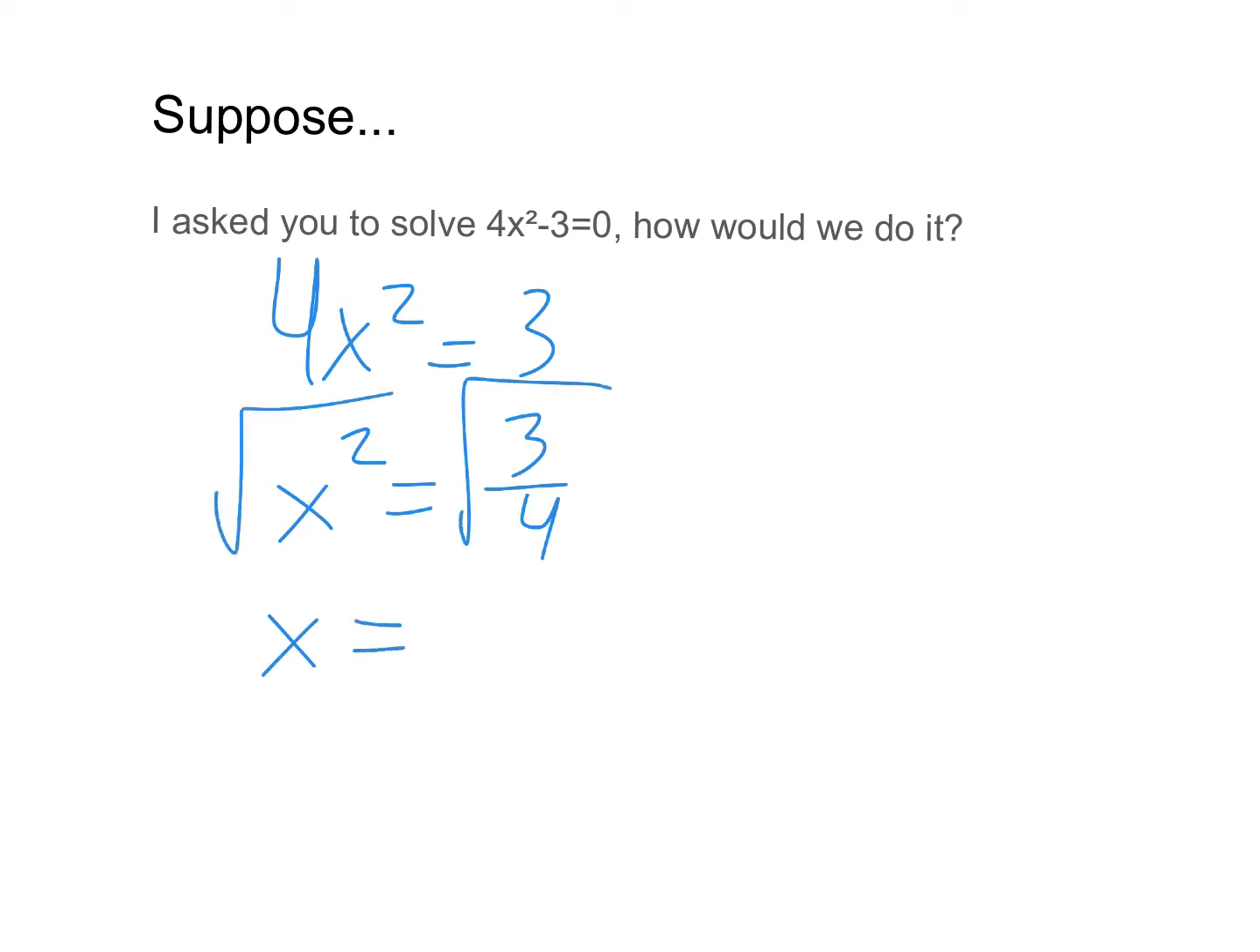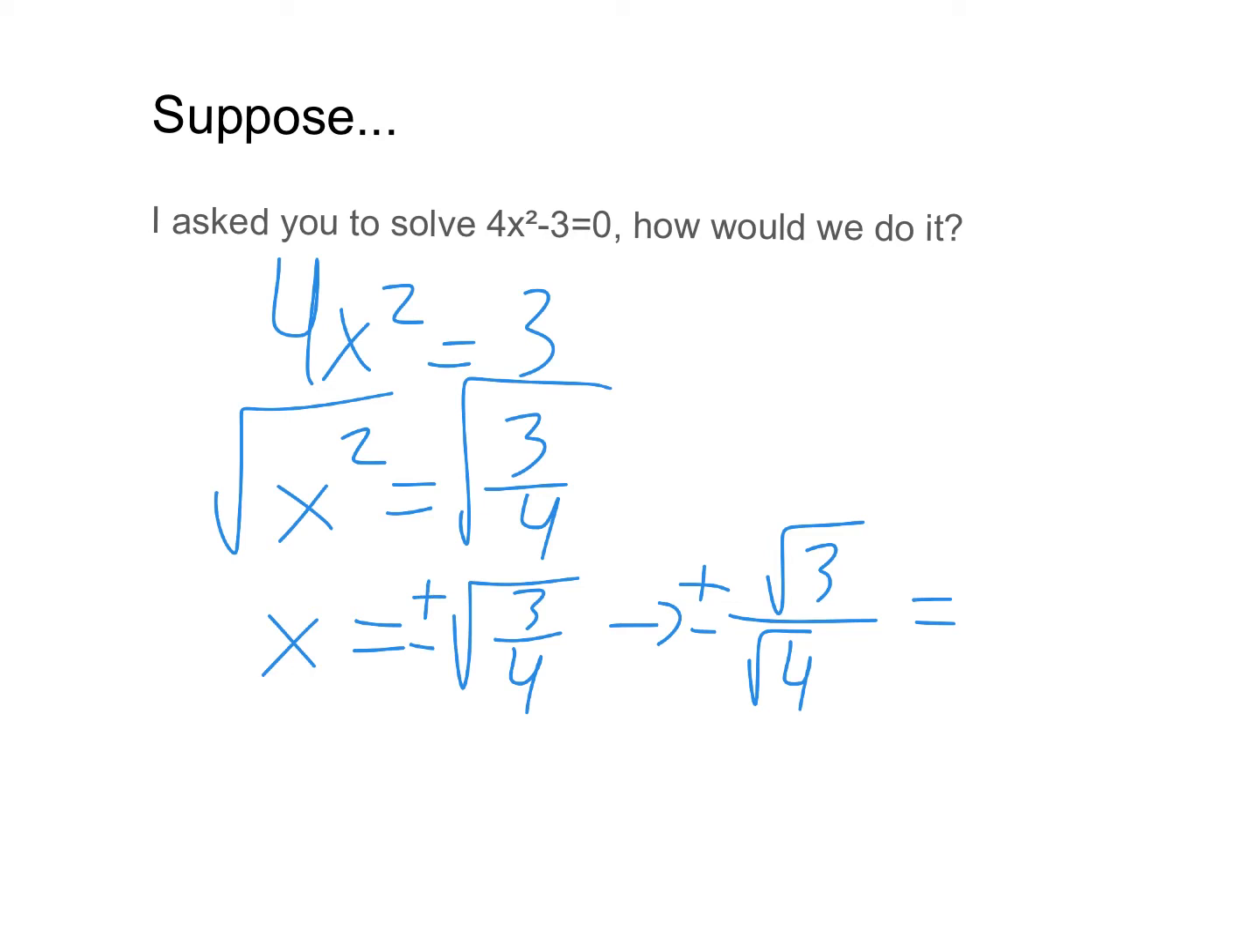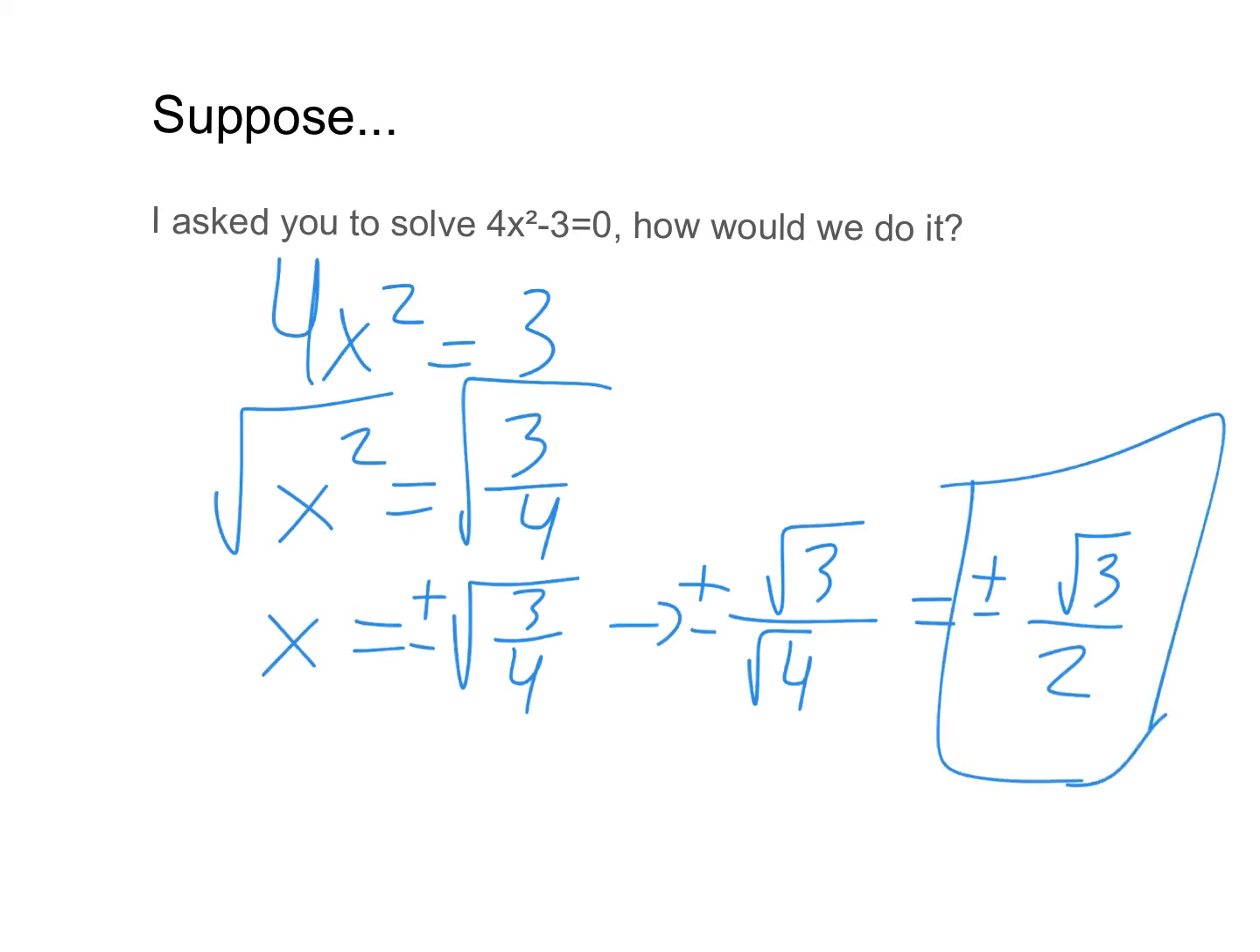X is equal to plus or minus the square root of 3 over 4, which we would rewrite as square root of 3 over square root of 4, still plus or minus, which would simplify out to square root of 3 over 2. That's what x would equal to make that a true statement.